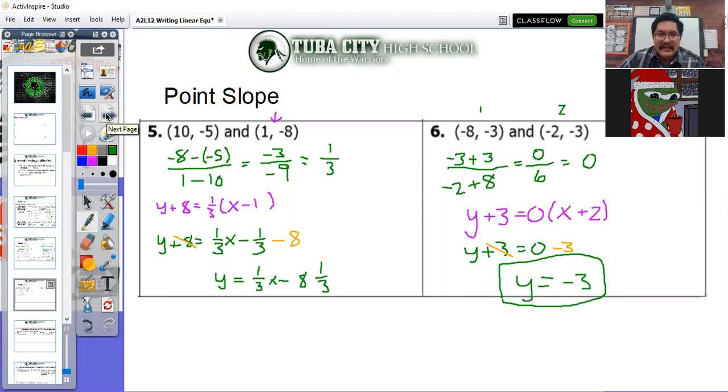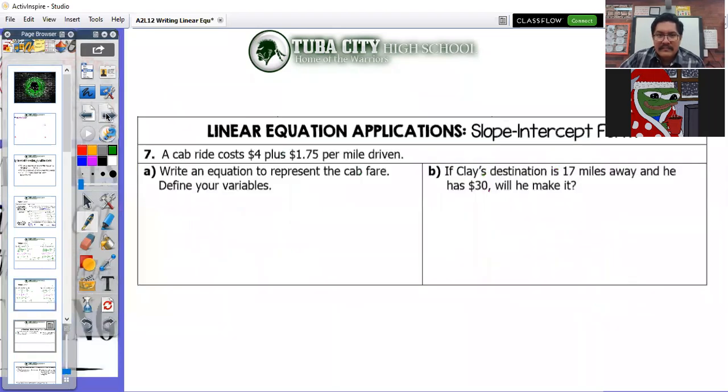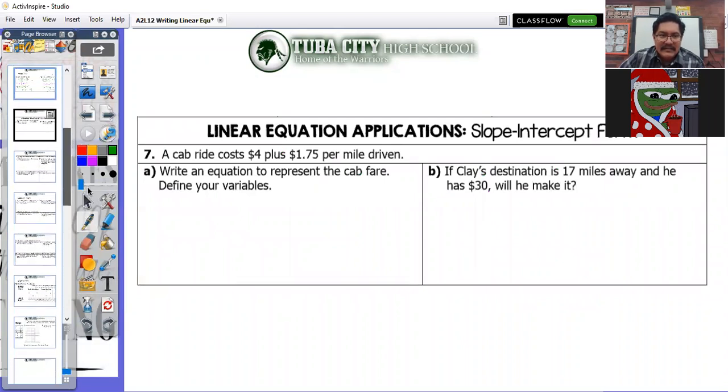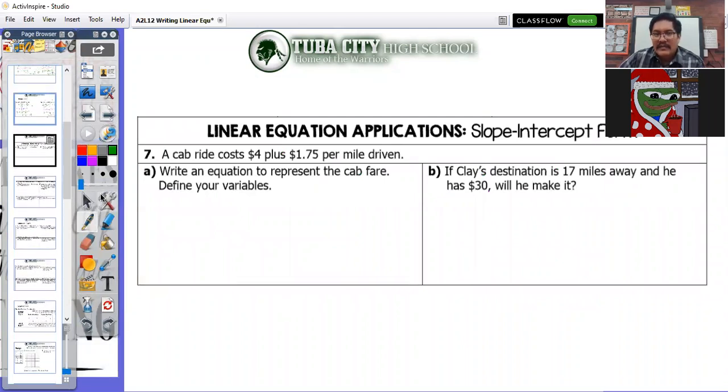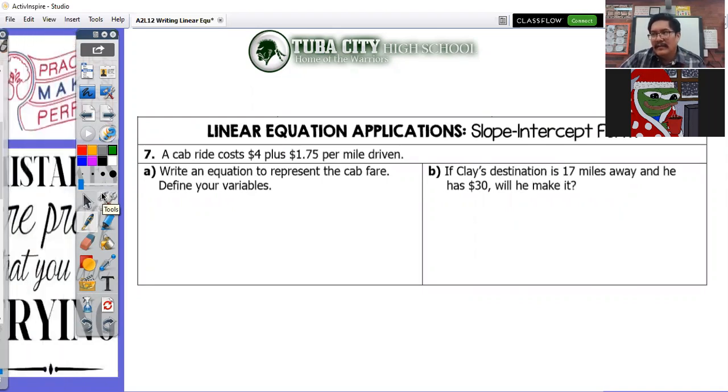So that's it. You got them with 2 points. All right, using linear equations on applications, so how we would use them in a way to apply things that might apply to everyday life. Now for this one here, it says a cab ride is $4 plus $1.75 per mile driven.